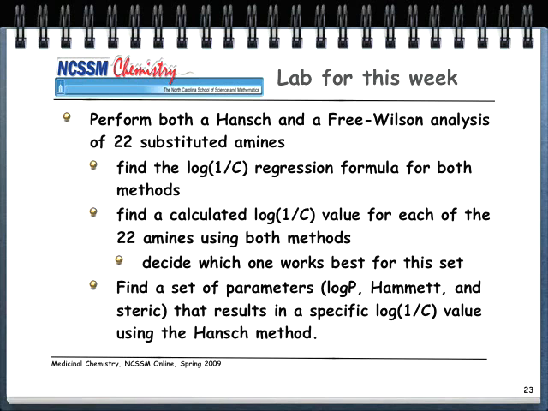I suspect many of you will need to attend most of the Illuminate sessions this week, not only the one tonight, but also the one on Sunday night and maybe even the one on Monday night, because you're going to need a little bit of help with this particular lab.